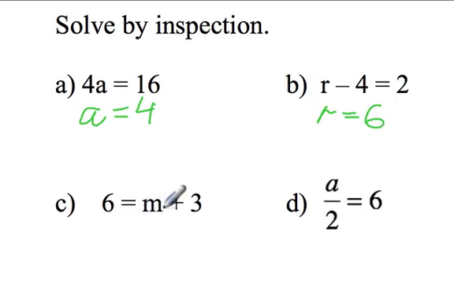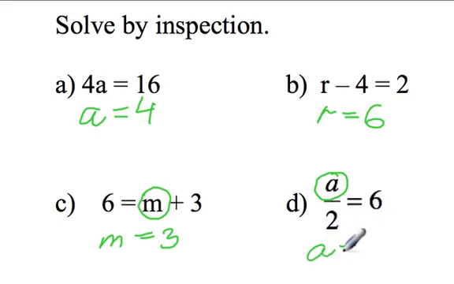Here, we want to find a number m such that when we add 3 to that number, that equals 6. So m would have to be 3. Here, we have to find a number a such that when we divide that number by 2, the result will be 6. So a is 12. Really, when you solve by inspection, what that means is that you don't have to do any work. You just have to solve mentally.